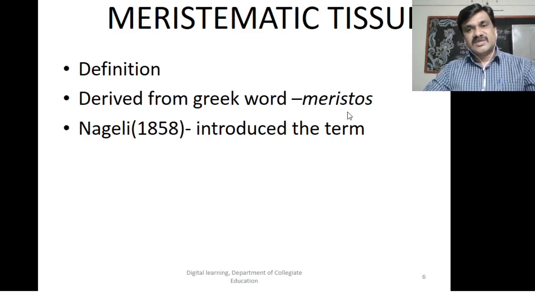Okay. Then the word meristem is derived from the Greek word, that is what we call meristos. So meristos, it is a Greek word. From this Greek word, the word meristem is derived. Meristos means it is divisible. Then the word meristem was introduced by Carl von Nageli. Carl von Nageli is one of the famous plant anatomists. He contributed very much to the field of plant anatomy. In 1858, Carl von Nageli introduced the term meristem to the science field.